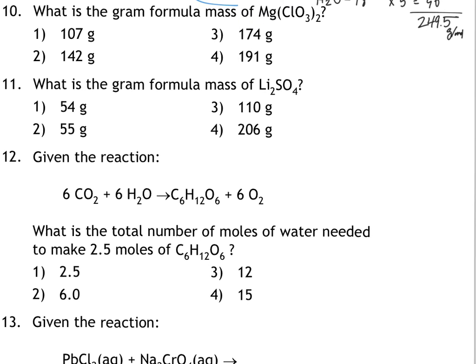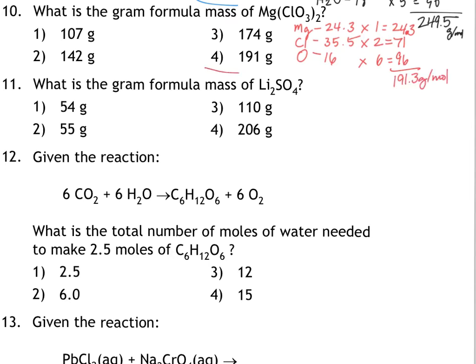And for number 10, we're asked what's the gram formula mass of magnesium chlorate. Let's use an identical approach. So I chose not to round magnesium and chlorine past their tenths place, and after I add all of those up, I get 191.3 grams per mole, so of course my best answer is choice 4, 191.